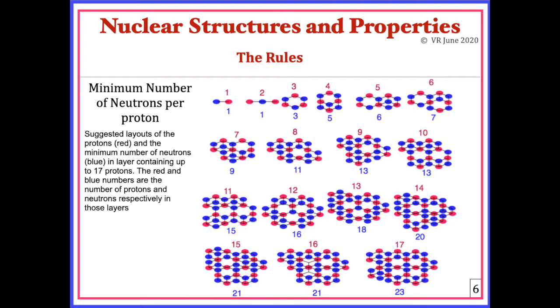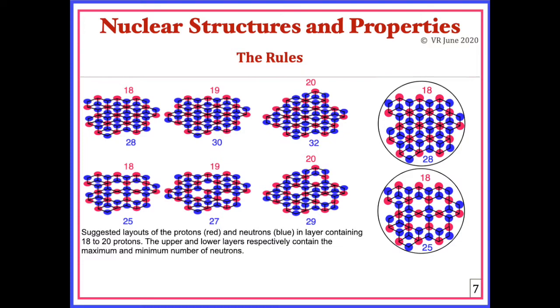Arrangements in which there are a different number of neutrons than those indicated in this and the last slides generally have half-lives of less than a couple of seconds. There are a few exceptions to the rule, but only by a few seconds. This slide shows possible layouts for layers with 18 to 20 protons. The upper 3 show the structures with all neutron lattice positions filled. The lower 3 show the structures with the minimum number of neutron lattice positions vacant.